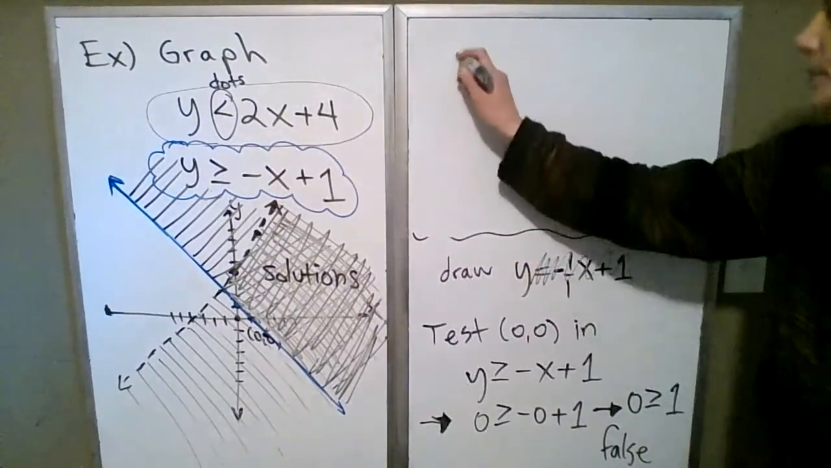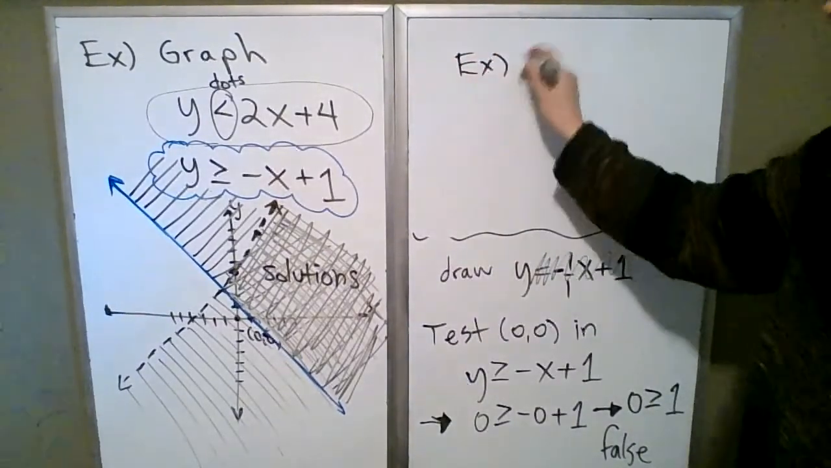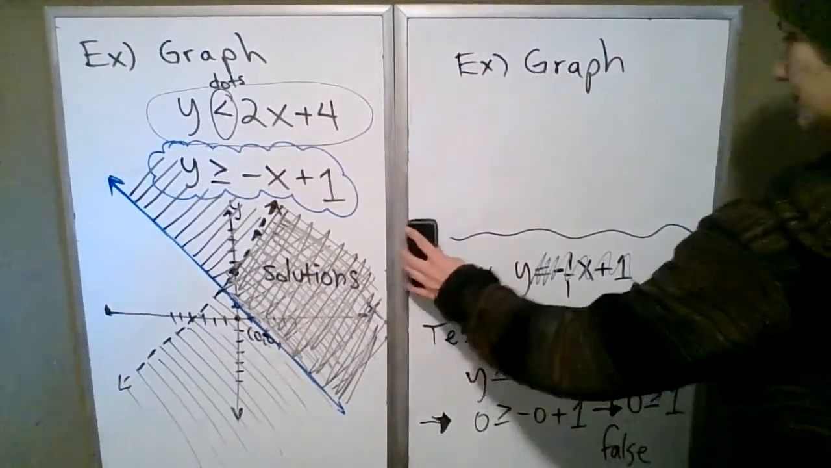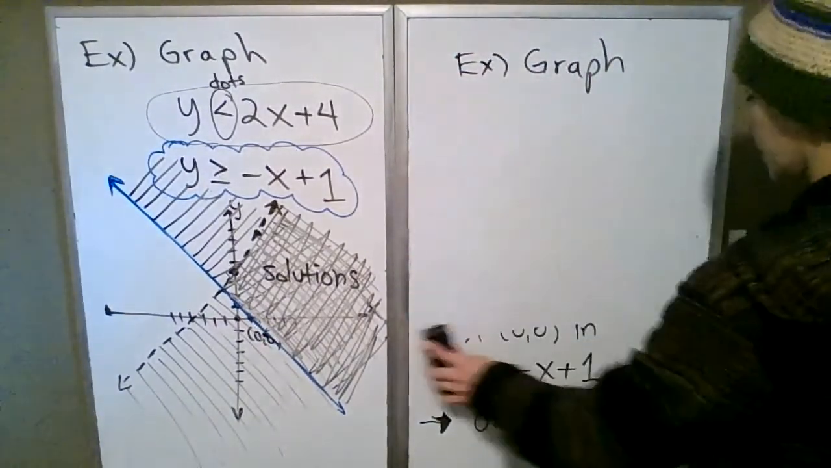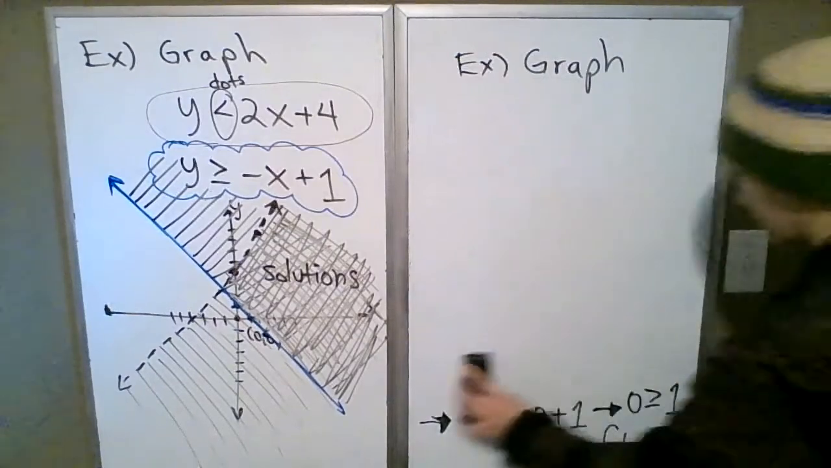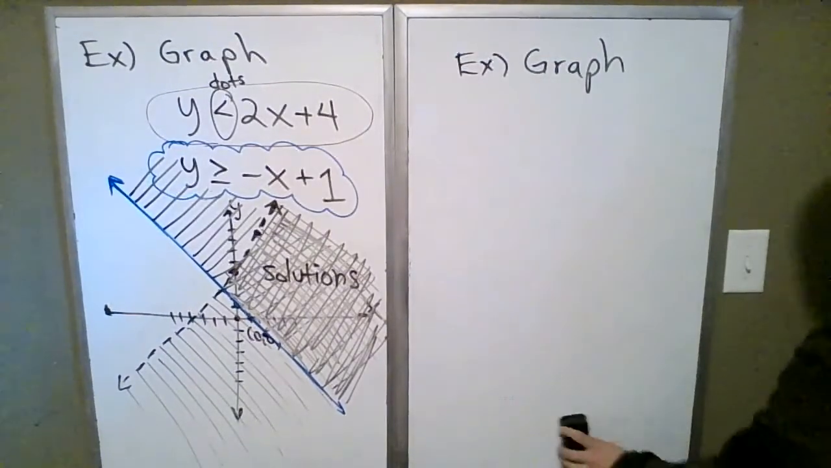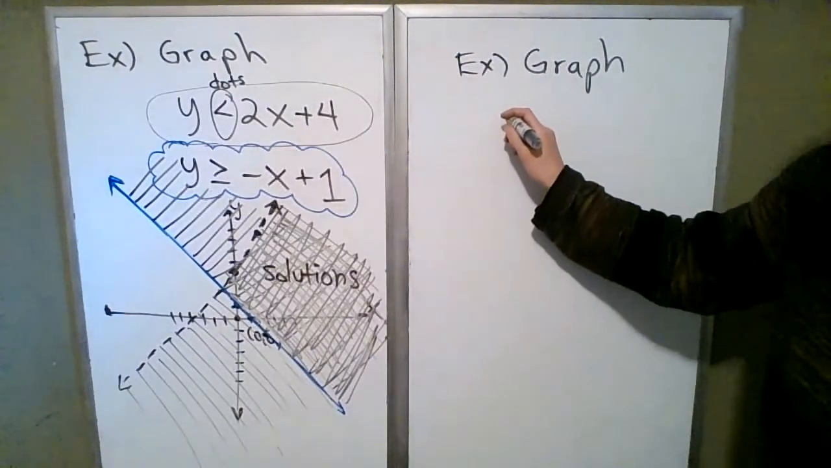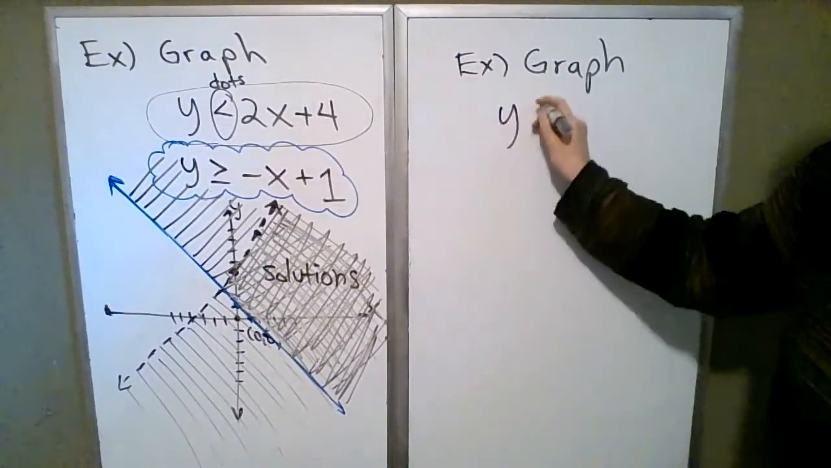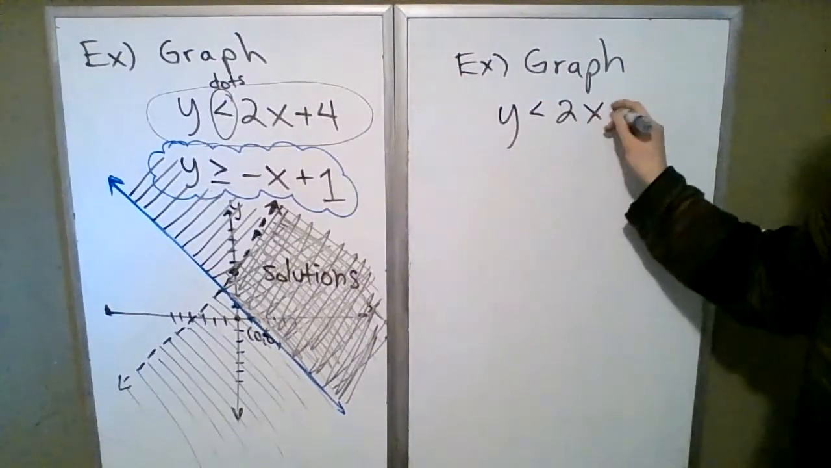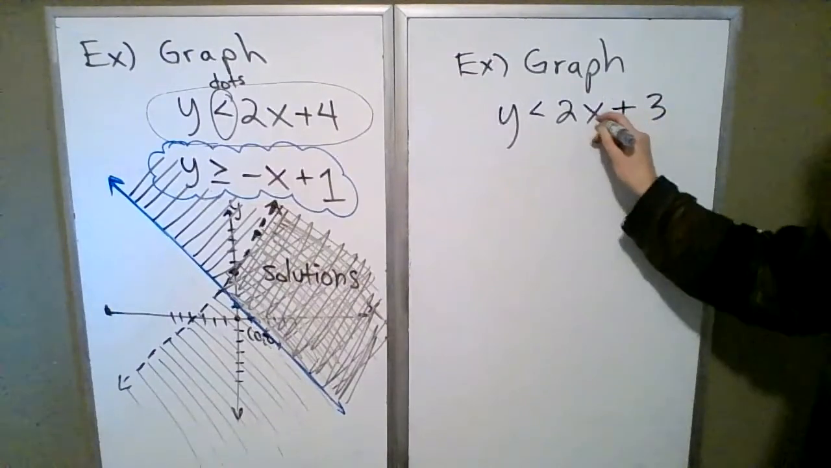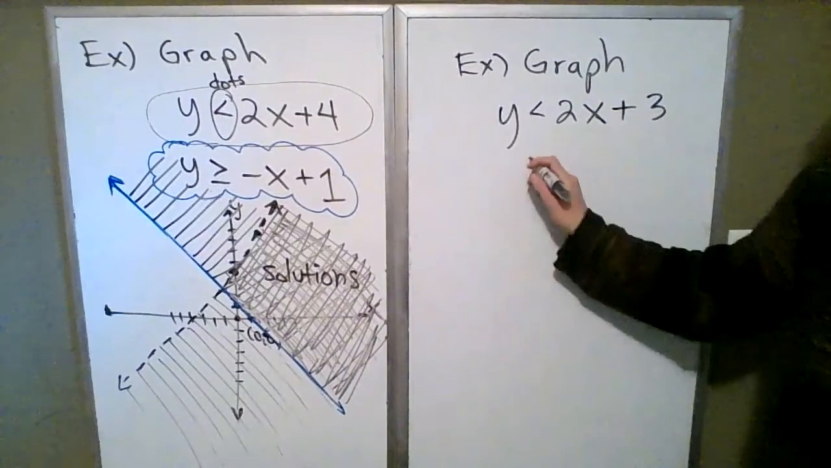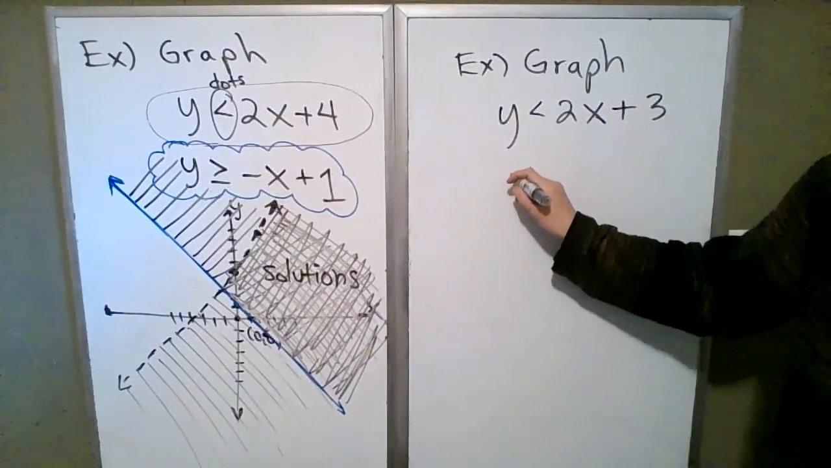Next one. The first inequality is y less than 2x plus 3. The other one is y greater than 2x minus 1.